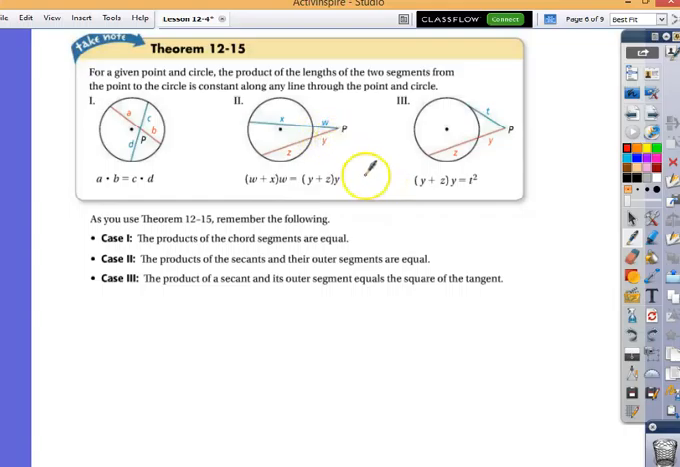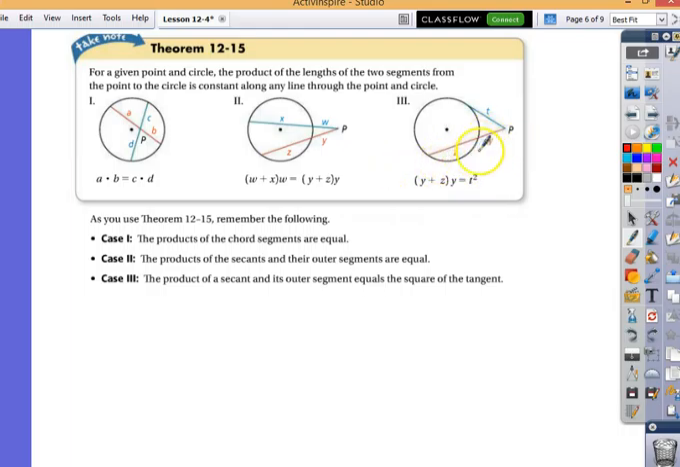If you think about it, what I'm multiplying is the distance from the point to where it crosses the circle the first time, and from the point to where it crosses the circle the second time. Same thing here, from the point to the first crossing of the circle, from the point to the second crossing of the circle. It's the same point when I do it a second time.